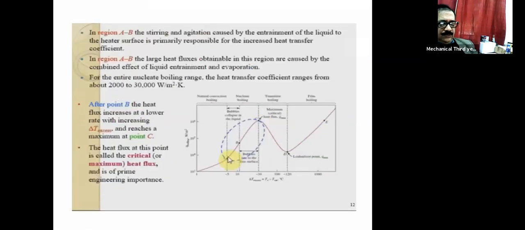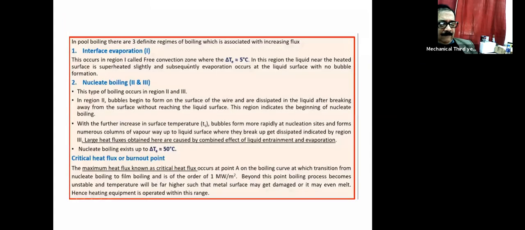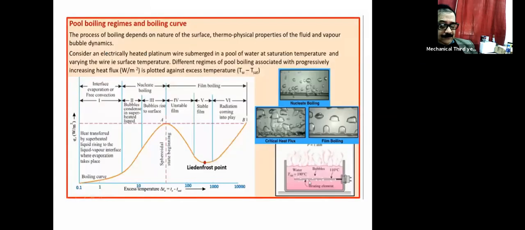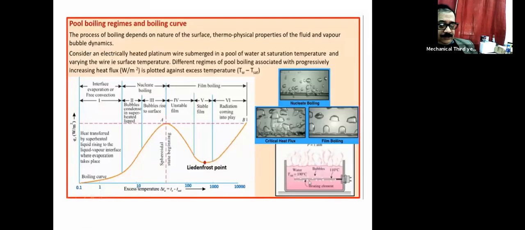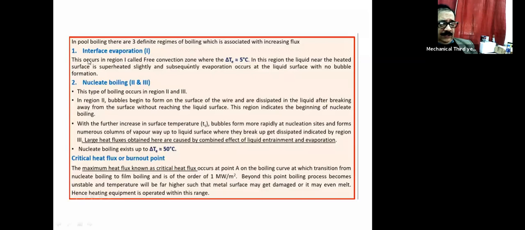Now we'll summarize this. This is about the first one, interface evaporation or free convection. This occurs in region 1, called the free convection zone, up to about 5 degrees. In this region, the liquid near the heated surface is slightly superheated, and subsequently evaporation occurs at the liquid surface with no bubble formation.